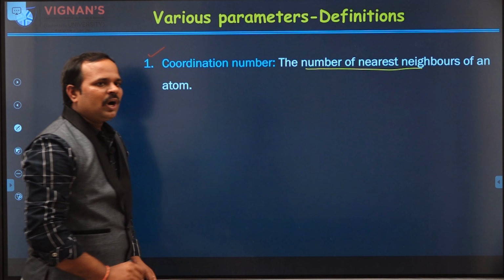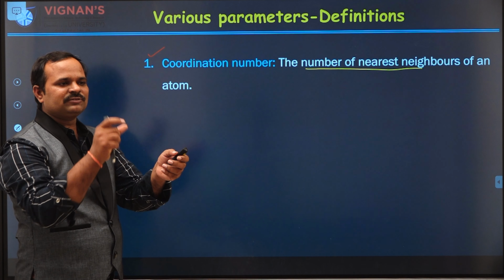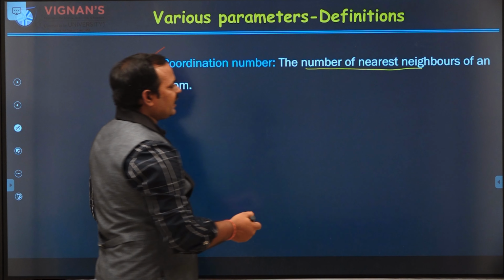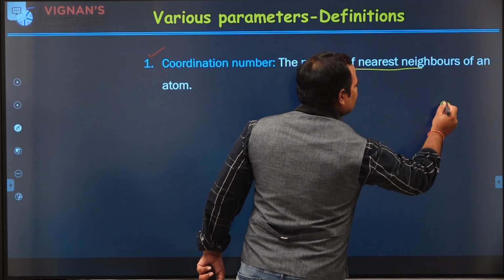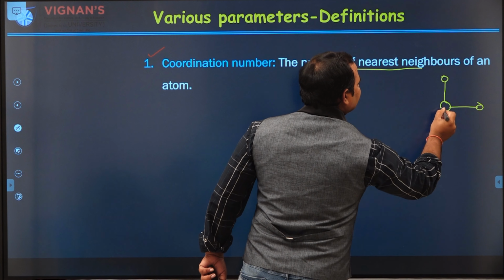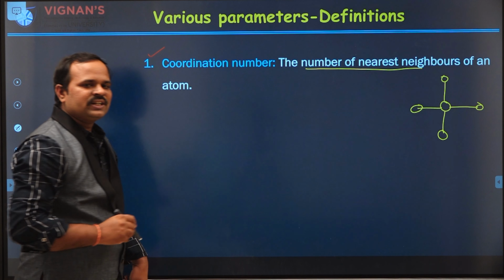That means how many atoms are nearest, at the same distance, to a particular atom. If you consider any atom in the crystal, how many equidistant atoms surround this atom? That gives you the coordination number.